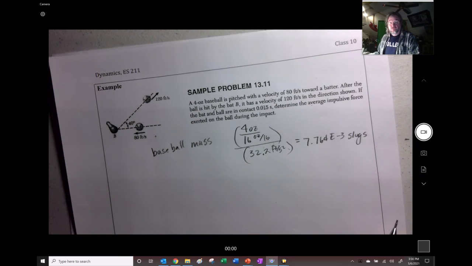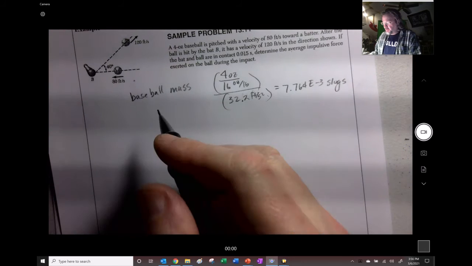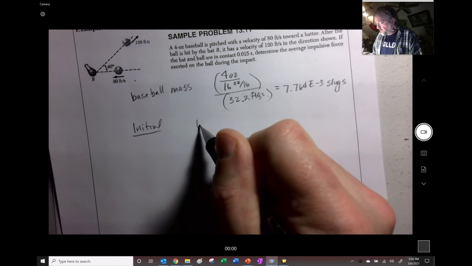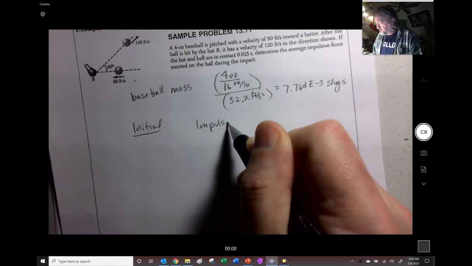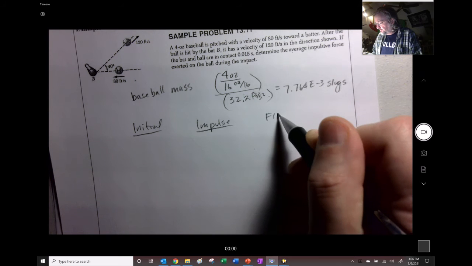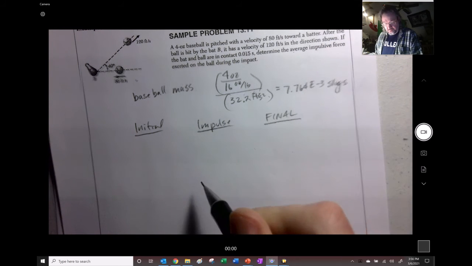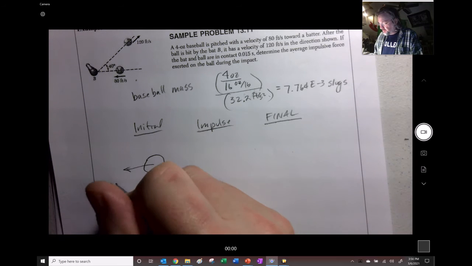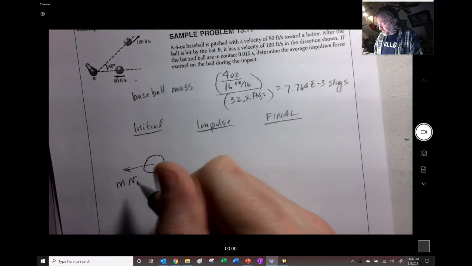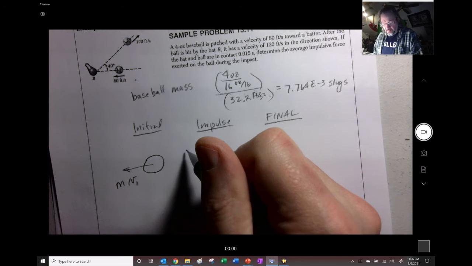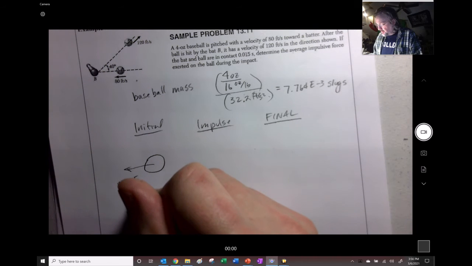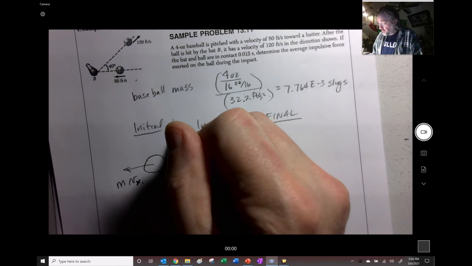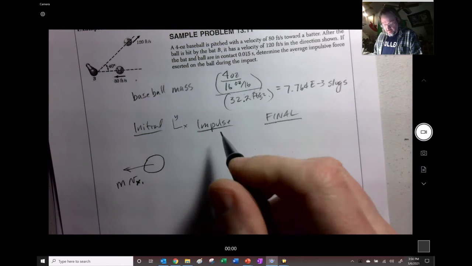Right. So let's draw the impulse-momentum diagrams. We have the initial, we have the impulse, and we have the final. Initially, the baseball is traveling in that direction, so there's mass times velocity 1, and that's in the x direction. We'll say that this is x and this is y.